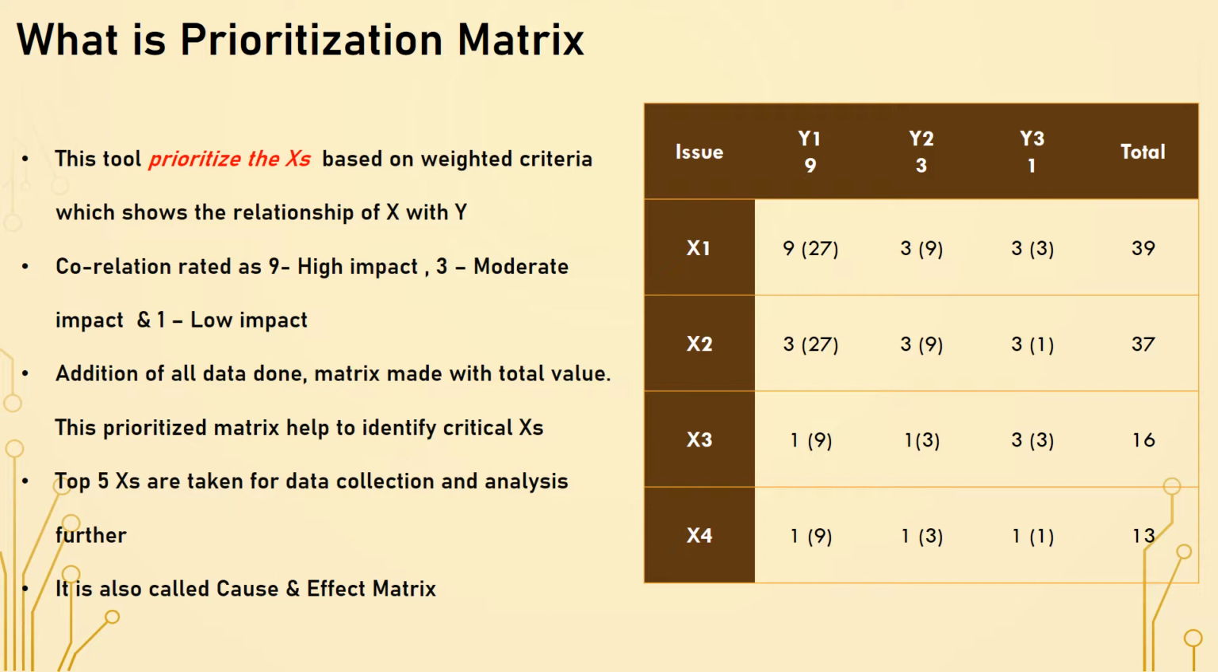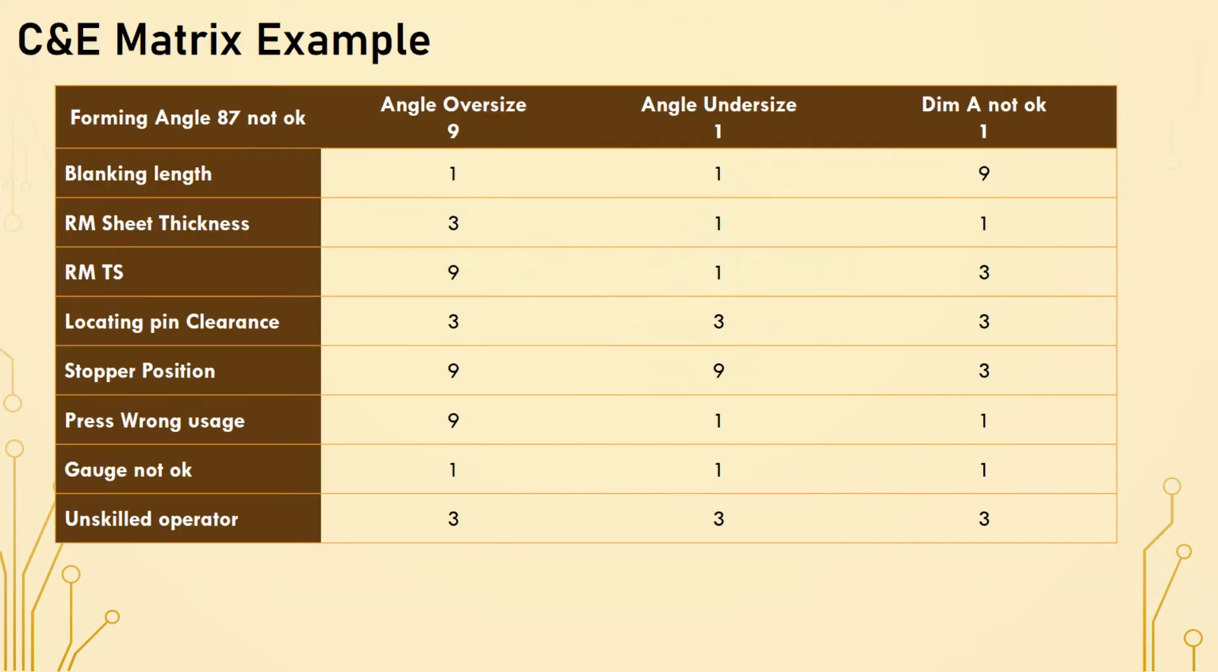So we'll go to the example here. We have seen some examples in the past case of process mapping, and the same scenario is taken here for doing the prioritization matrix. Let us see that in the next slide. Friends, it is the same example we saw in the past video, in the process map: forming angle 87 not okay. For that we saw the example of a Six Sigma project where we are reducing the ppm level from 400 to 88.